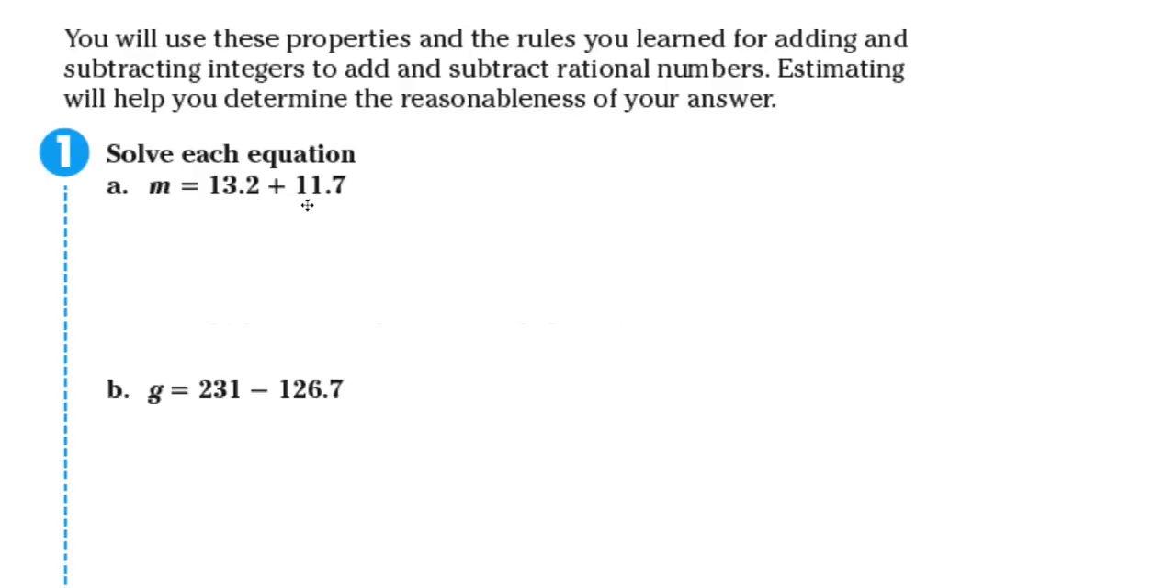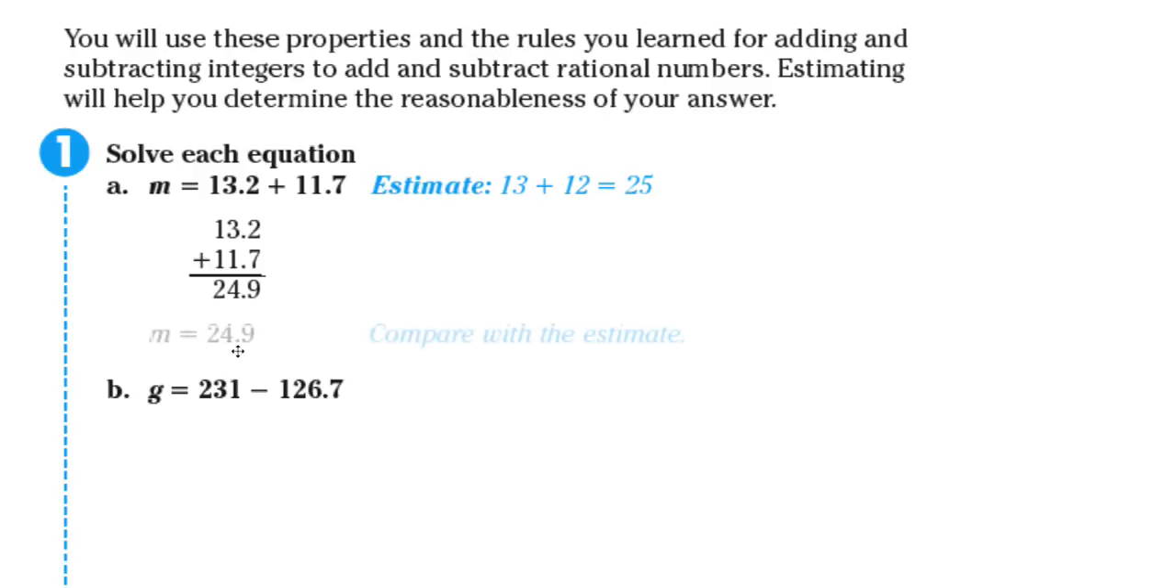M equals 13.2 plus 11.7. First, we estimate to the greatest place value they both share. In this case, it's the ones place. So we round both of them to the ones place and end up with 13 plus 12. So our answer should be close to 25. Okay, and let's find our exact answer. Vertically, 13.2 plus 11.7, bring down the decimal first, and then add as if they're whole numbers. We end up with 24.9. M equals 24.9. And if you notice, it is very close to our estimate, and our answer is correct.